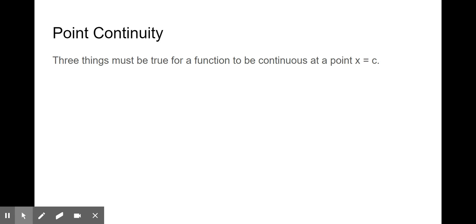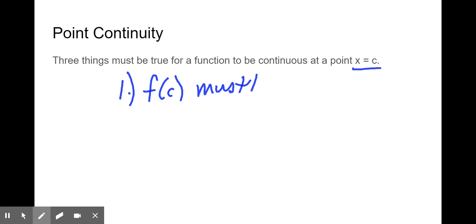Let's talk about something that shows up all the time in this class. It will be all over the place. You'll see it again and again and again from chapter 1 all the way to chapter 5 or 6. We're going to talk about what it means for a function to be continuous at one point, at one value, x equals c. 3 things must be true for that function to be continuous at x equals c. This is the concept of point continuity. Number 1, f of c must be defined.